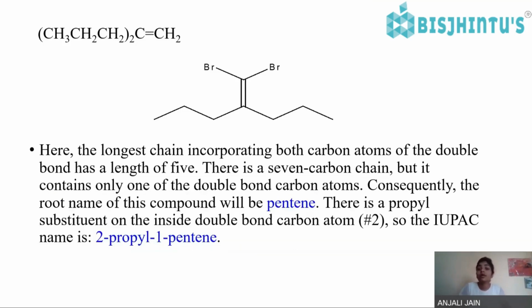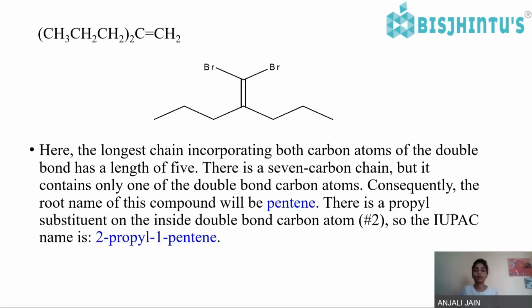So the longest chain incorporating both carbon atoms of the double bond. This structure is quite different because the longest chain incorporating both carbon atoms of the double bond has a length of 5. So in case of pentene I'm talking about, this is the structure which has been drawn over here.